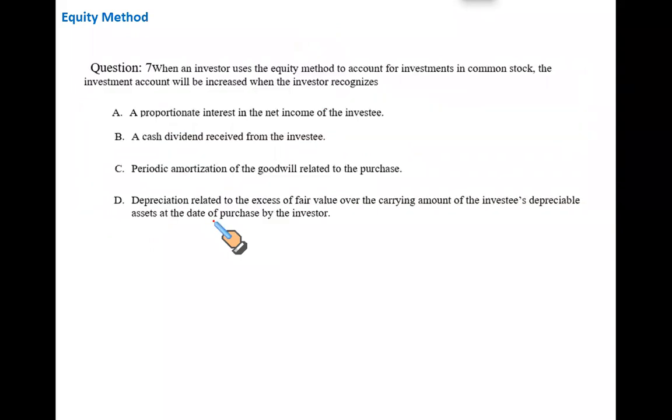Okay, now this is it. When an investor uses the equity method, meaning when you hold between 20 to 50% investment, right? So when an investor uses the equity method to account for investments in common stock, the investment account will be increased when the investor recognizes... We studied three entries. Let me write down these entries. When we make the investment, we debit the investment account and credit bank at the time when the investment is made. This is the very first entry.